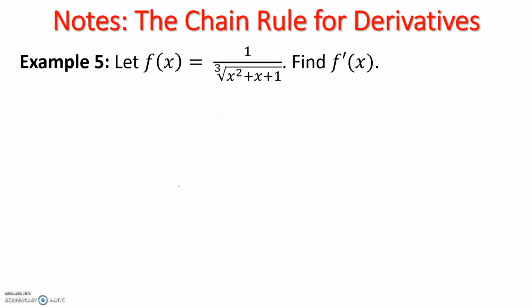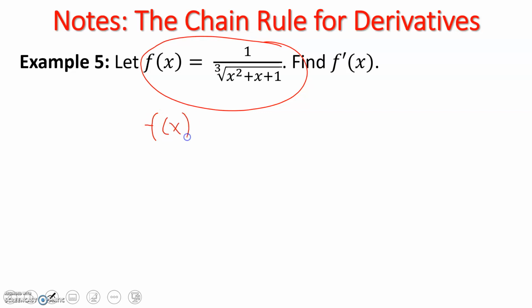All right, so here's our last example. f of x is equal to 1 over the cube root of x squared plus x plus 1. Now, once again, remember our first step in this sort of situation is always to rewrite it initially as a power. But note, this cube root in the denominator means it's a negative power, and the cube root means it's fractional. So mathematically speaking, this is x squared plus x plus 1 to the negative 1/3 power. Okay, we would like to find f prime of x.